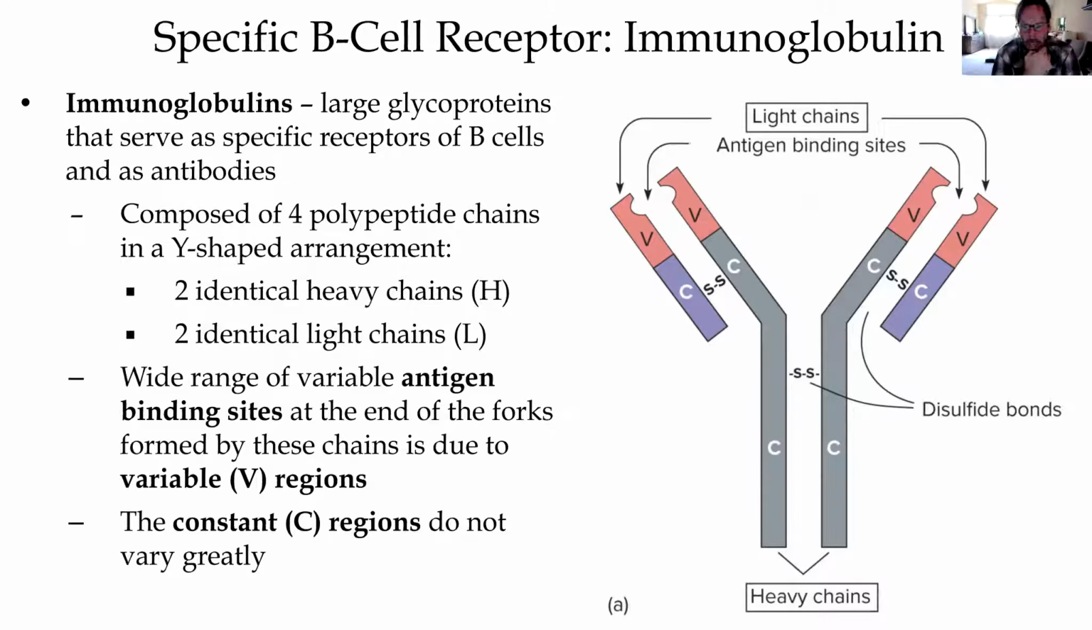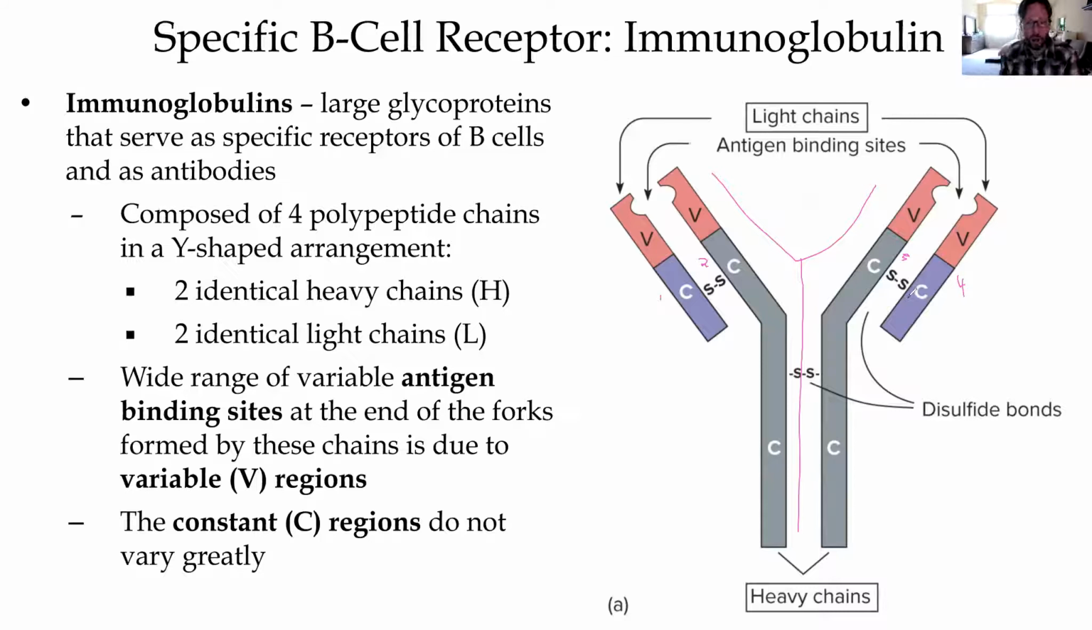A B cell makes an antibody. An antibody has a specific structure, okay? It has 4 polypeptide chains. Remember we said a peptide is just a string of amino acids. A polypeptide is many peptides strung together. And it's in a Y shape right here. Right, so it has this Y shape here, and it has 4: 1, 2, 3, 4.